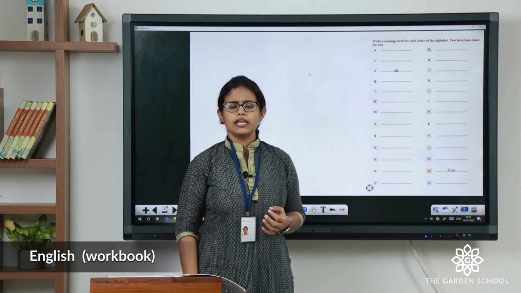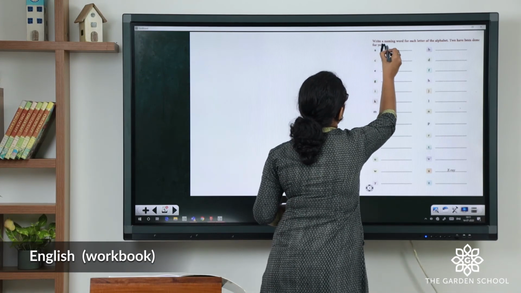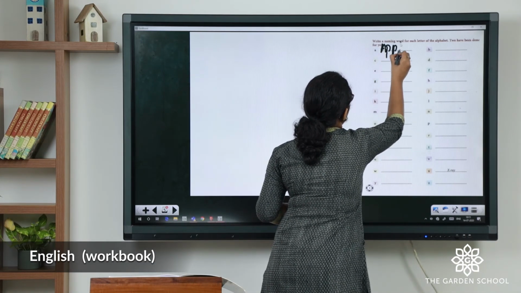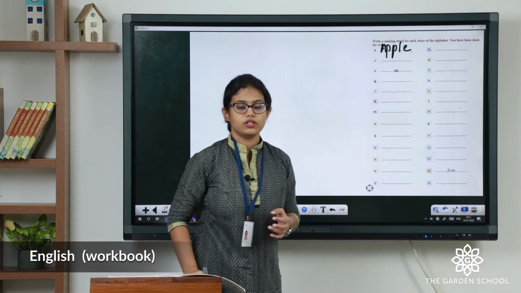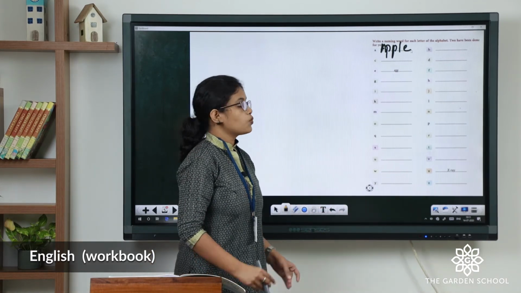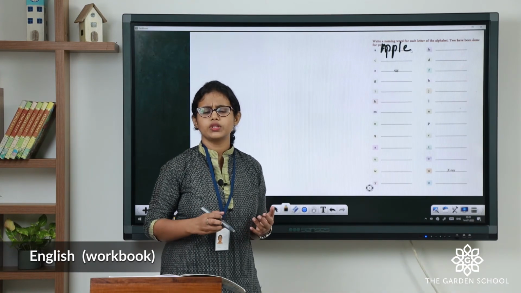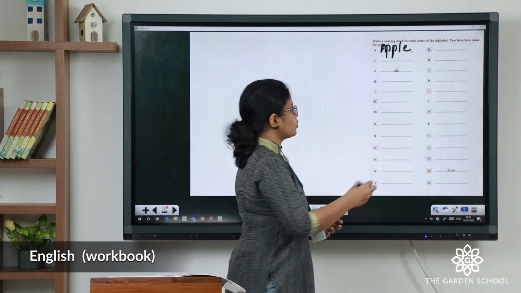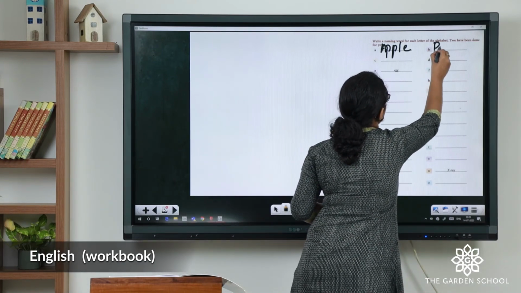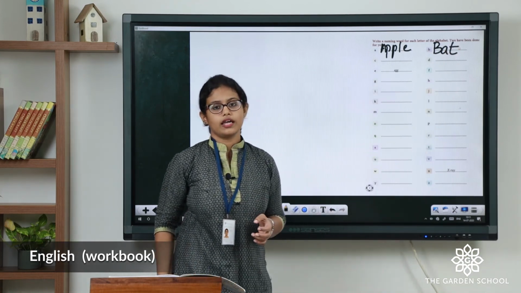Naming word? Let's take apple. What is the spelling of apple? A-P-P-L-E. So apple. Apple is the name of a thing and it is a naming word. So what about letter B? Can you say a word that starts with B? Bat. What is the spelling of bat? B-A-T. And it is the name of a thing.